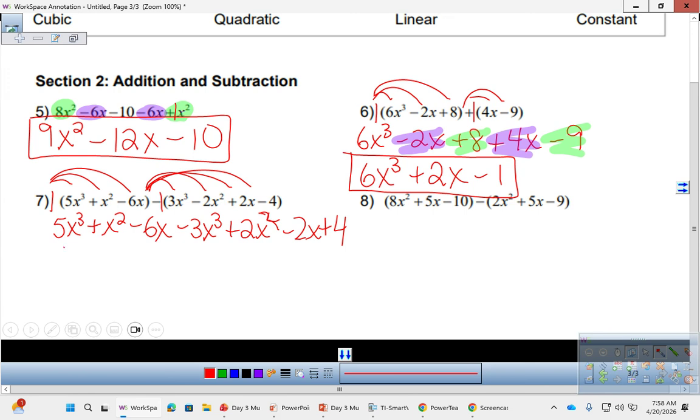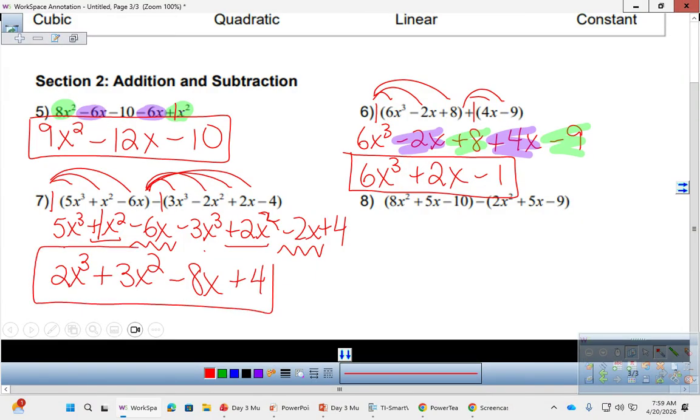I've got 5x to the third minus 3x to the third. So that's 5 minus 3, which is 2x to the third. I've got x squared and positive 2x squared. So this is like a 1 plus 2, so 3x squared. I've got negative 6x and negative 2x. Negative 6 minus 2 is negative 8x. And then it looks like I just have the plus 4 on the end on its own. This is a cubic polynomial.